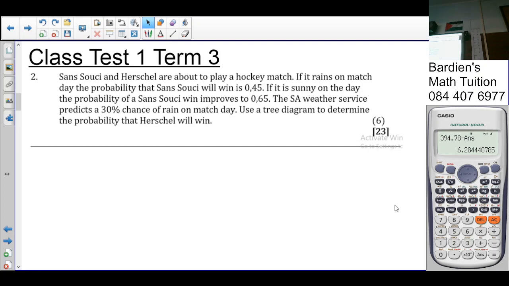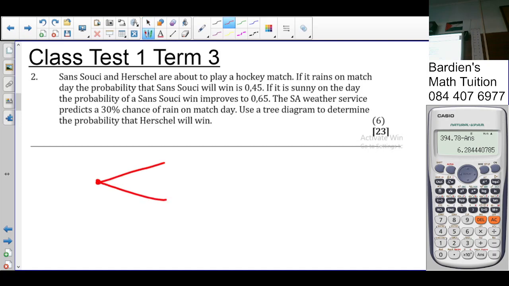So we are told that these two schools, Susie and Herschel, are about to play a hockey match. If it rains on the day, so you must consider the probability of it raining first. On the day, the probability that Susie will win is 0.45. If it is sunny on the day, the probability that Susie will win improves to 0.65. The South African Weather Service predicted a 30% chance of rain on the match day.